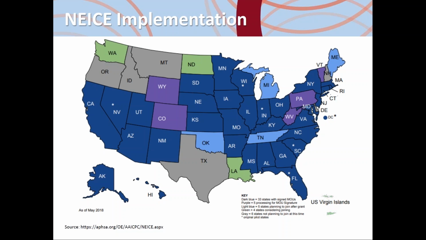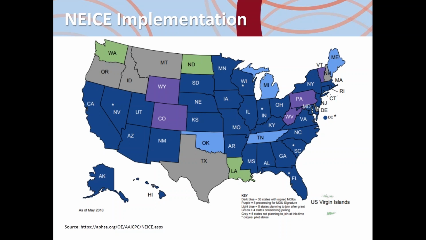As of right now, 19 states are actively using the NEICE system. 38 have signed MOUs, which basically means they've signed a contract to get onto the NEICE. So they've started paying NEICE fees, and the rest of those 38 should be on the system by the end of the year. At least that's the plan. So over half of the states that you deal with will be on the NEICE system by the end of this year.